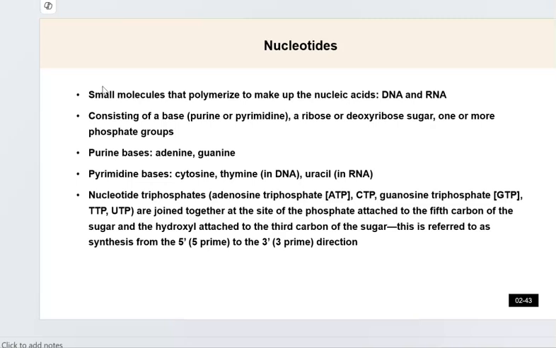So cytosine, uracil, and thymine. I always remembered this as "cut the pyramid." So pyrimidine bases are C-U-T: cytosine, uracil, and thymine. The uracil is in the RNA. And the 2 purine bases are A and G, adenine and guanine.